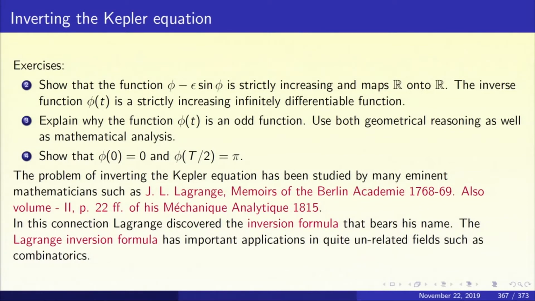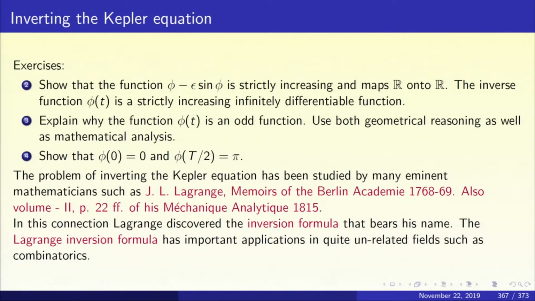Phi of T by 2 equals pi. Why does this hold? What is T by 2? T by 2 is a half period. So at a half period, where is the planet? At the aphelion. It has started from the perihelion. Capital T is a period. So in half a period, it is at the aphelion, on the other extreme.